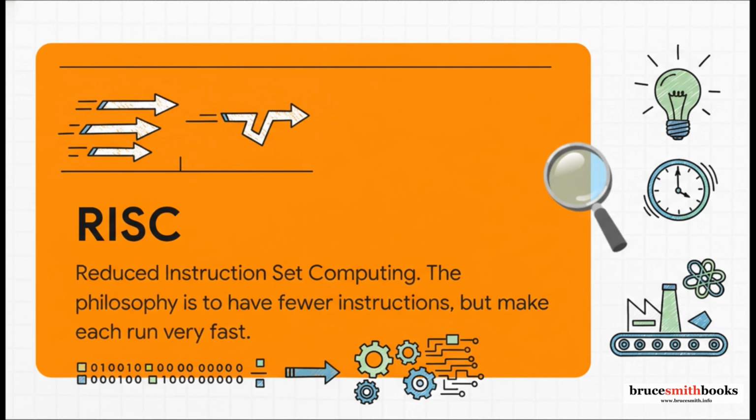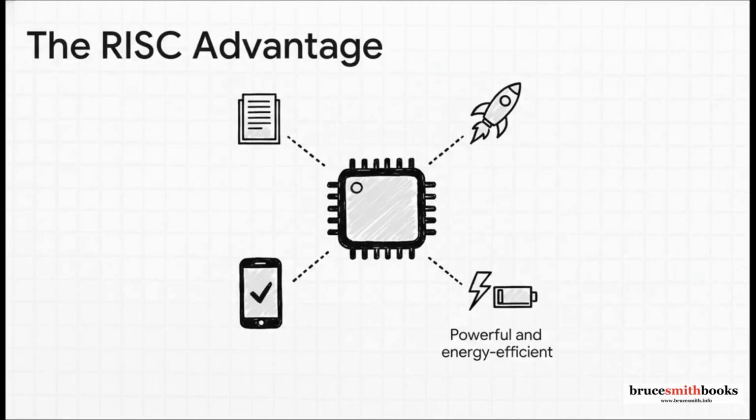It's the total opposite of older designs, which we call CISC, for Complex Instruction Set Computing. Think of it this way. A CISC processor might have one giant command for a complex task. A RISC processor breaks that same task down into 3 or 4 tiny lightning-fast steps. And this simple approach has some huge advantages.